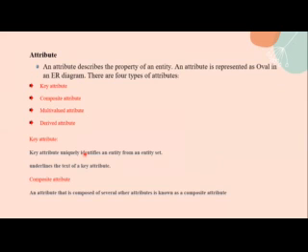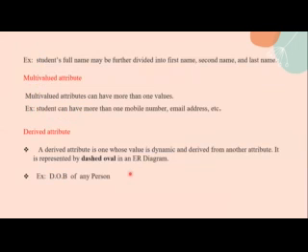And the next one is called composite attribute. It is an attribute composed of several attributes. A combo attribute that is composed of several attributes is called a composite attribute. For example, the student's full name. We can divide the student's name into first name, second name, and last name. That's an example.